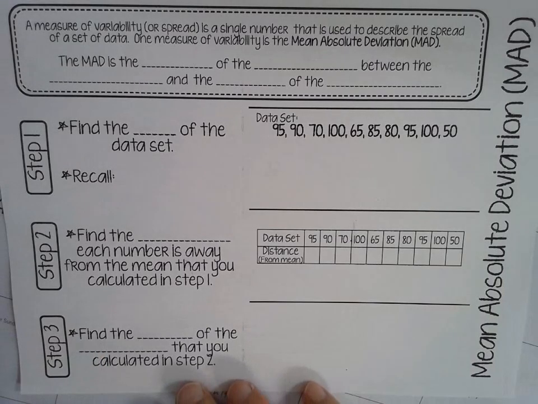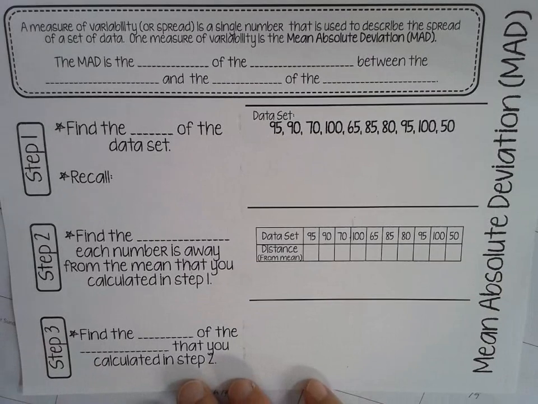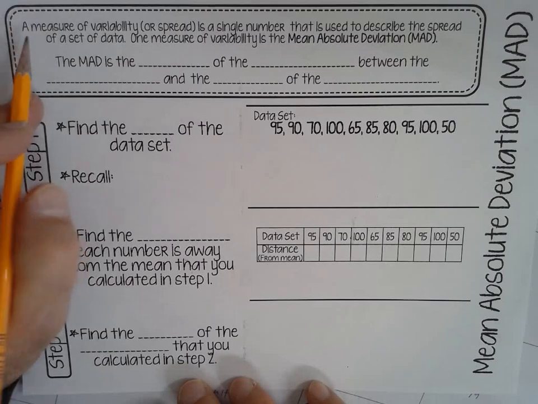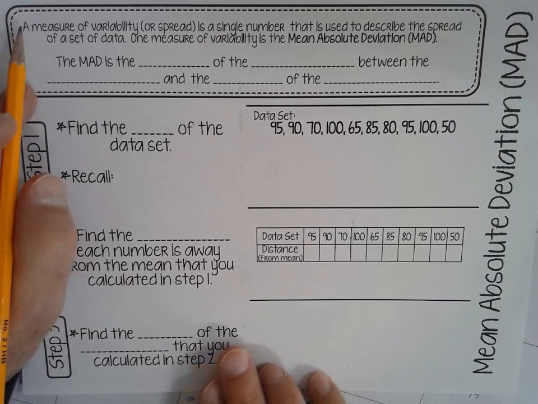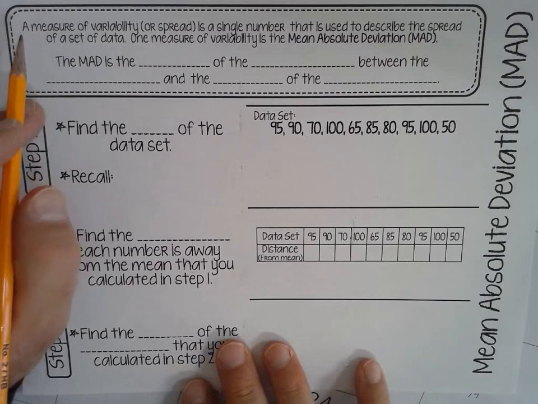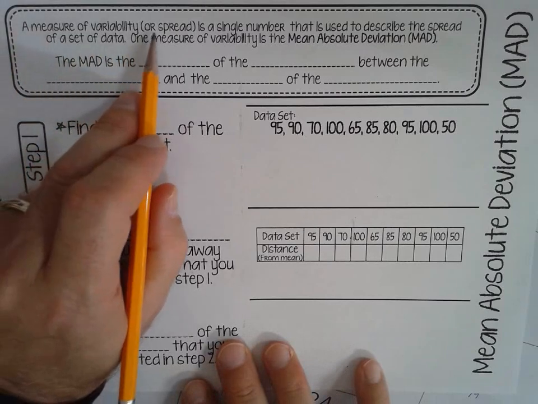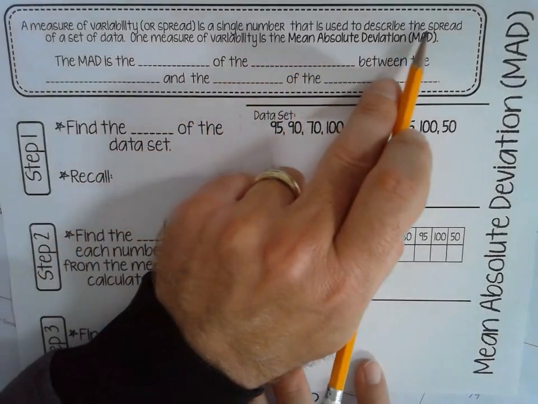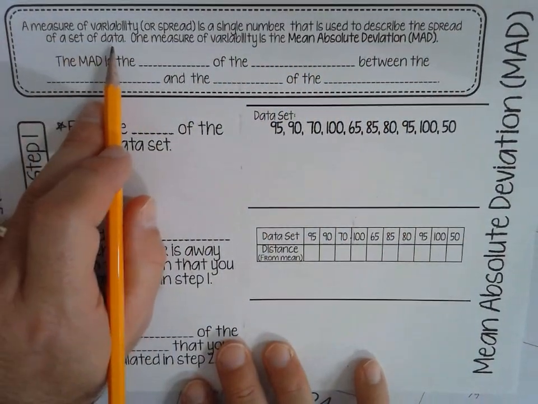Alright everybody, today we're continuing with our measures of central tendency, and today what we're going to talk about is the MAD. It stands for mean absolute deviation. Really, it's not that complicated to figure out. The MAD is a measure of variability or spread. It's a single number that is used to describe the spread of a set of data.